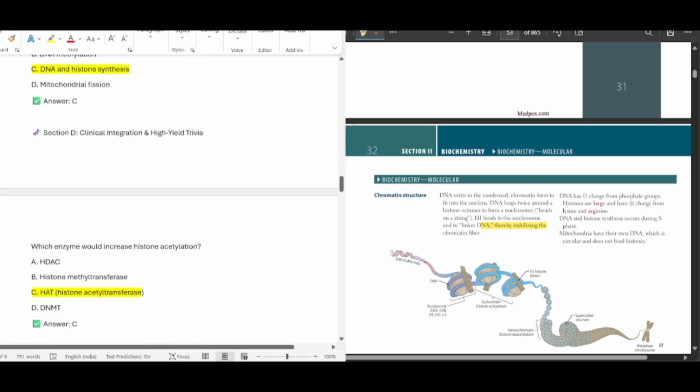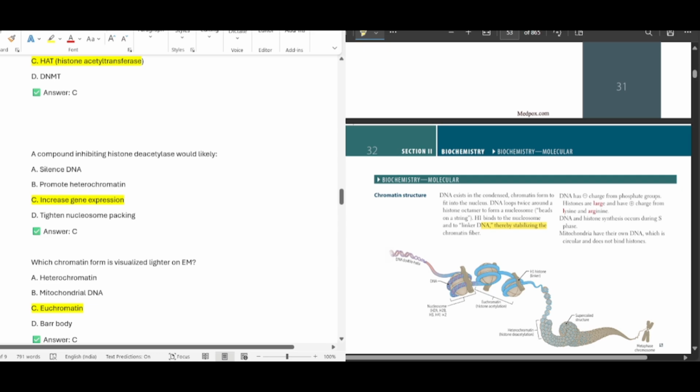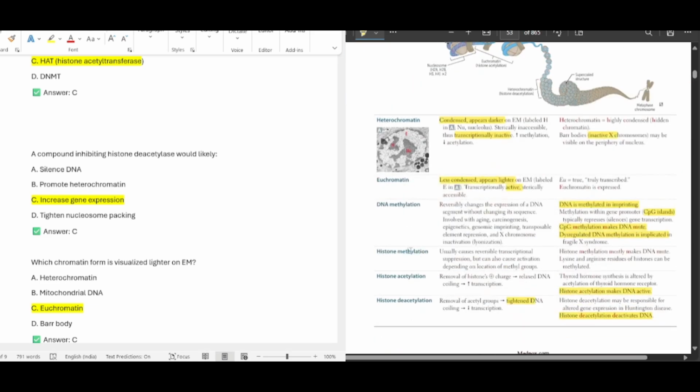Which enzyme would increase histone acetylation? Histone acetyltransferase, so the other options are unlikely. A compound inhibiting histone deacetylase would likely lead to acetylation, so it will increase gene expression. Which chromatin form is visualized lighter on electron microscope? As I've already said, euchromatin, which is less condensed, appears light on electron microscope.